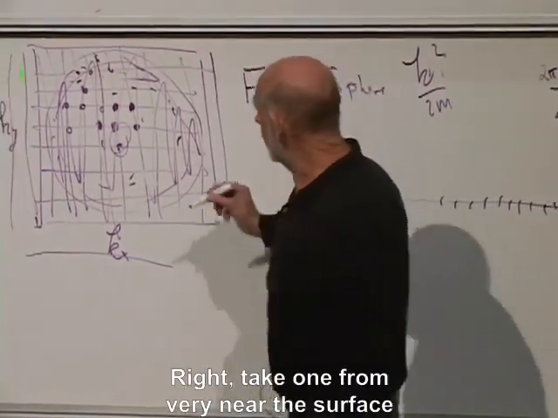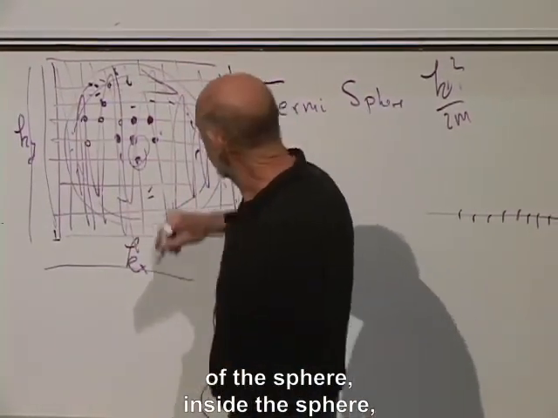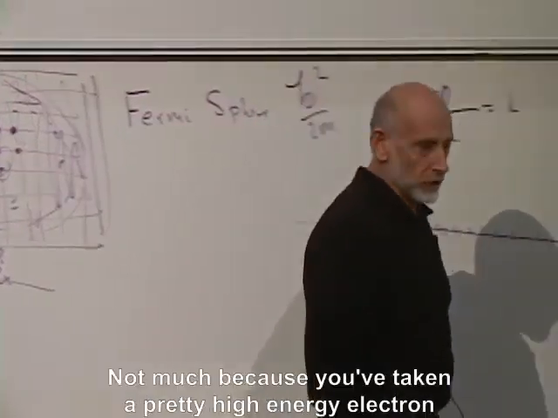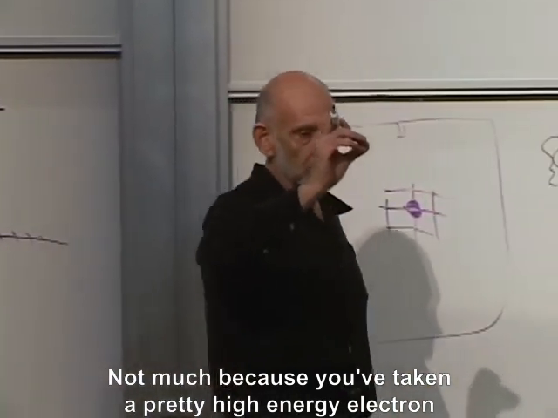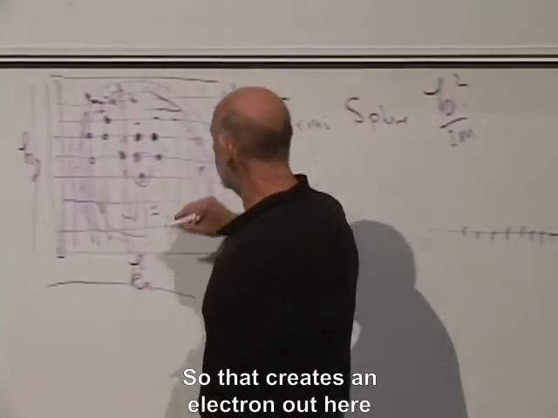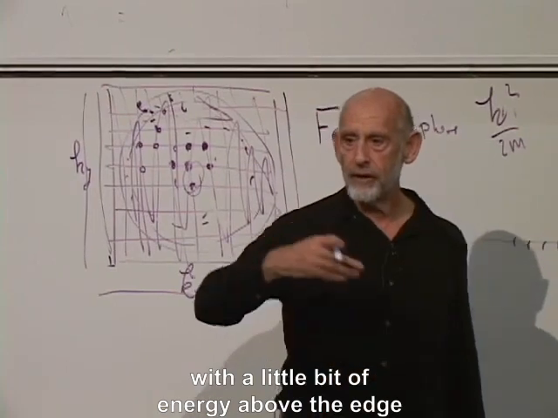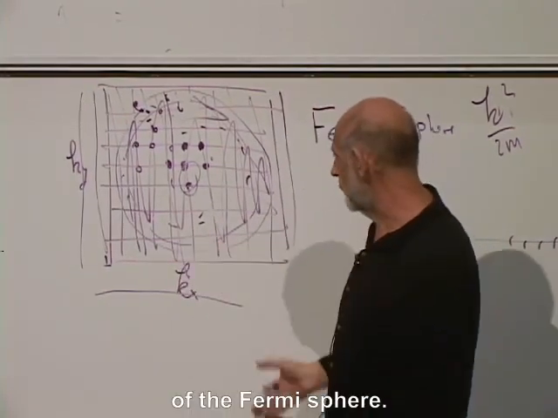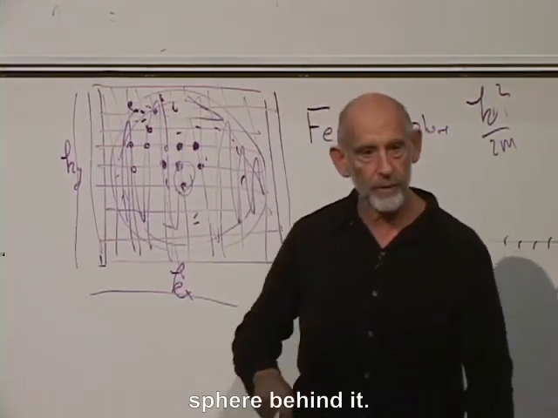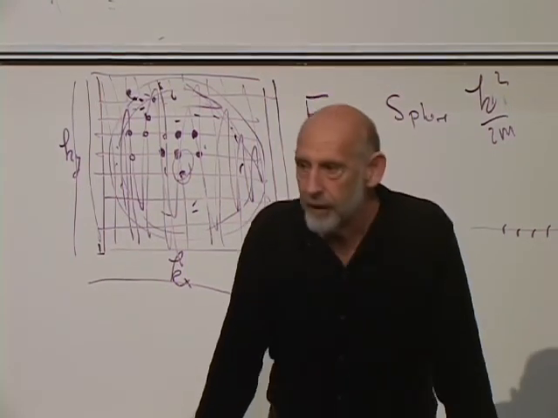Take one from very near the surface of the sphere, inside the sphere, and move it to the outside. How much energy does that cost? Not much, because you've taken a pretty high energy electron and just displaced it a little bit in energy. So that creates an electron out here with a little bit of energy above the edge of the Fermi sphere, but it also leaves a hole in the Fermi sphere behind it. That hole is a thing.